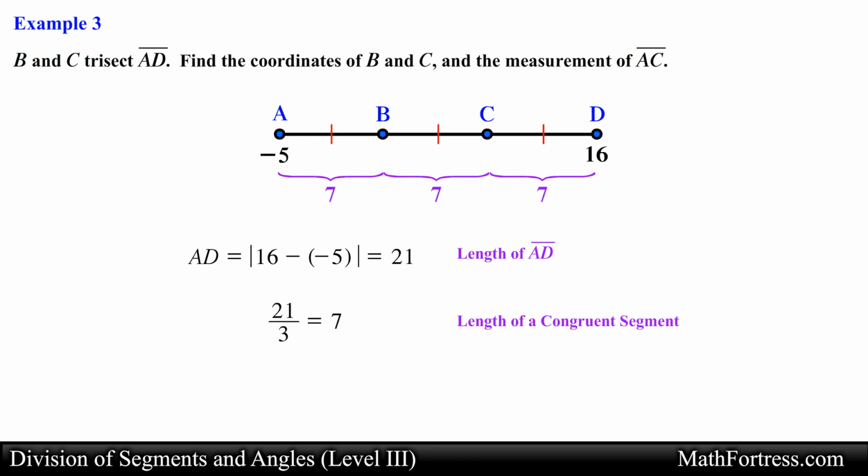With this length, we can now determine the coordinate of point B and point C. The coordinate of point B will be equal to -5 plus 7, which is equal to 2. And the coordinate of point C will be equal to 2 plus 7, which is equal to 9. Finally, we can determine the measurement of segment AC by finding the absolute difference between the coordinates of point C and point A, which simplifies to 14. And this is our final answer.